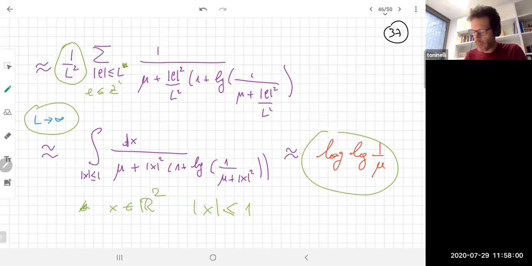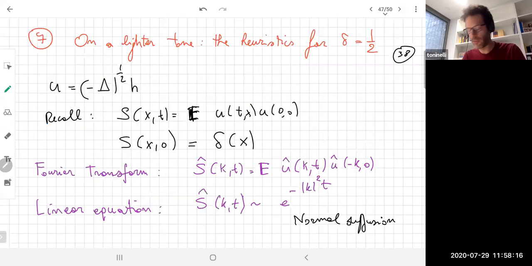No. So I would like to end, maybe I have like 15 minutes left or something like this, on a more light note. I have already told you several times that we have some heuristics to justify delta equal 1/2. Let me show how this goes.